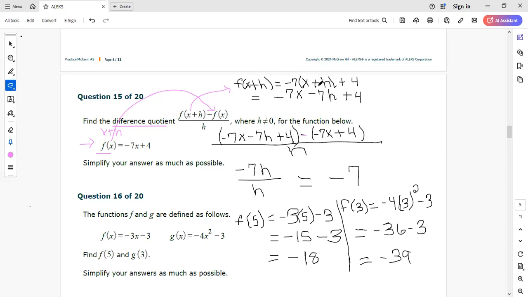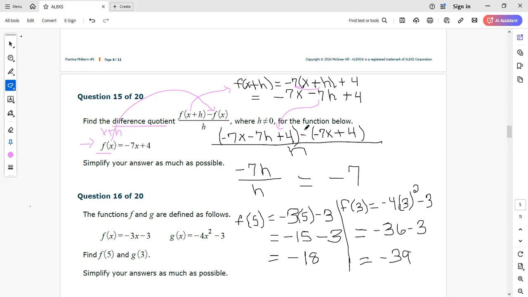-7 times x plus h plus 4. We have to distribute this -7. -7 times x gives us -7x. -7 times h gives us -7h plus 4. And then down we replaced that function for f of x plus h. We replaced -7x minus 7x plus 4, all divided by h.